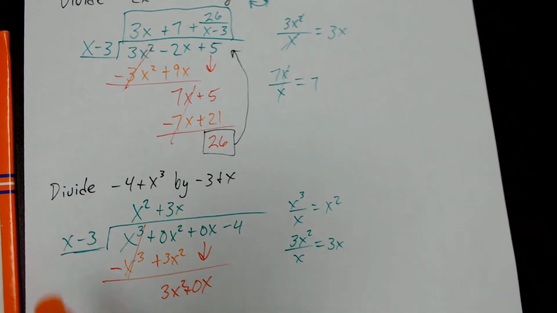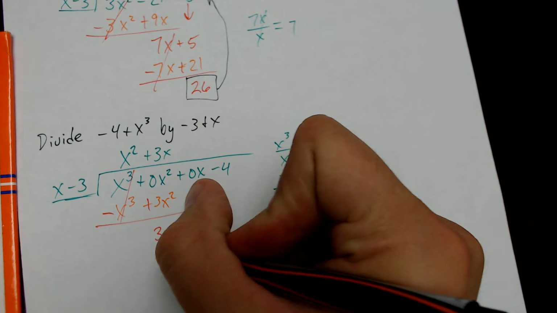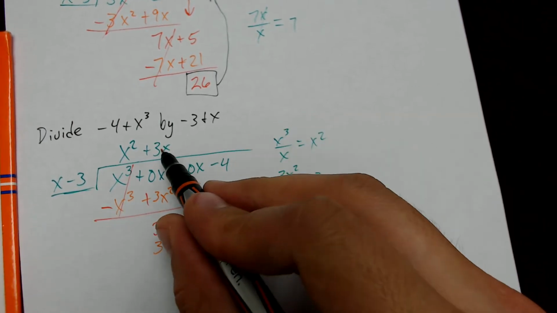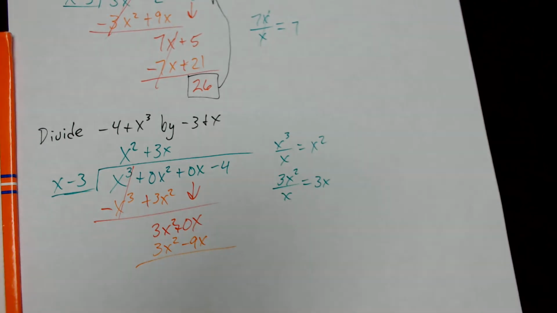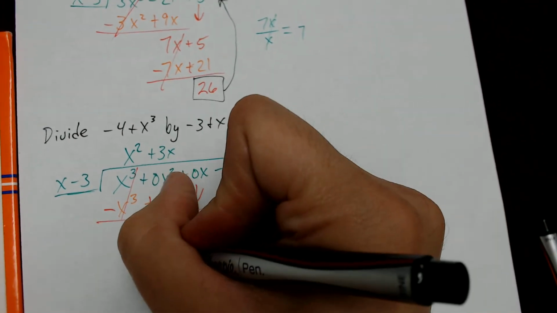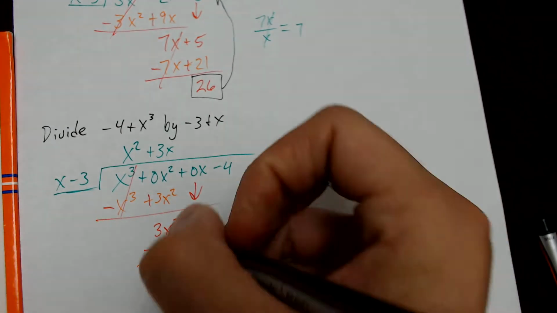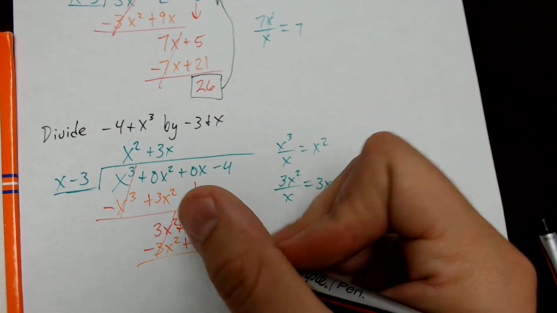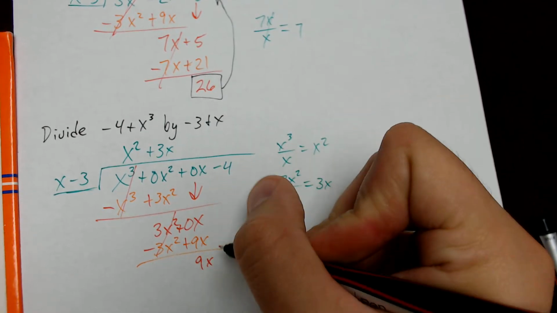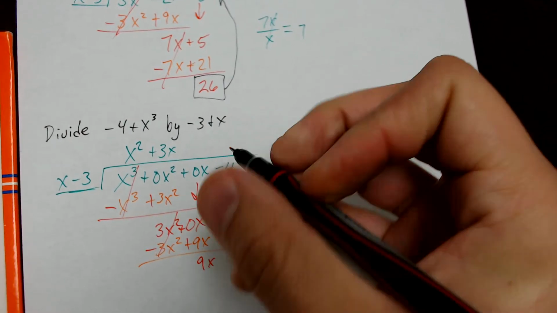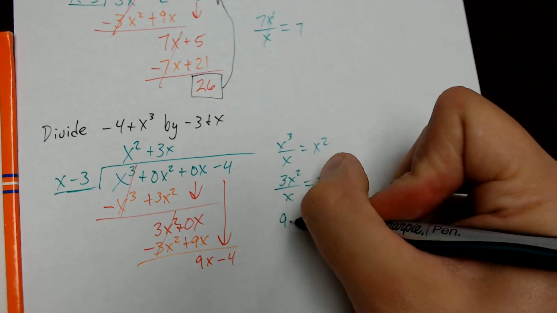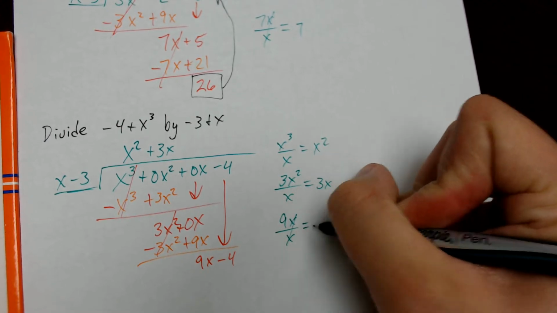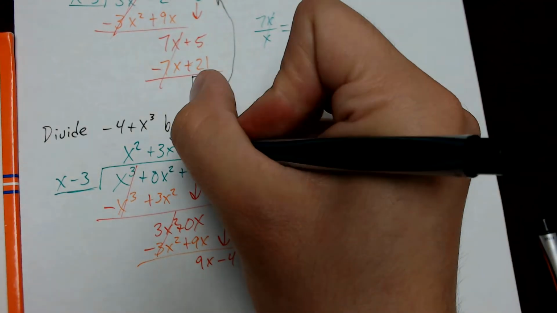Positive 3x times x gives me 3x squared. Positive 3x times -3 gives me -9x. From here I subtract. When I subtract, I change both signs. These cancel, and then 0x plus 9x gives me 9x. Now I can bring down the -4. I check again, or I divide. 9x divided by x equals 9. So I put plus 9 up here.